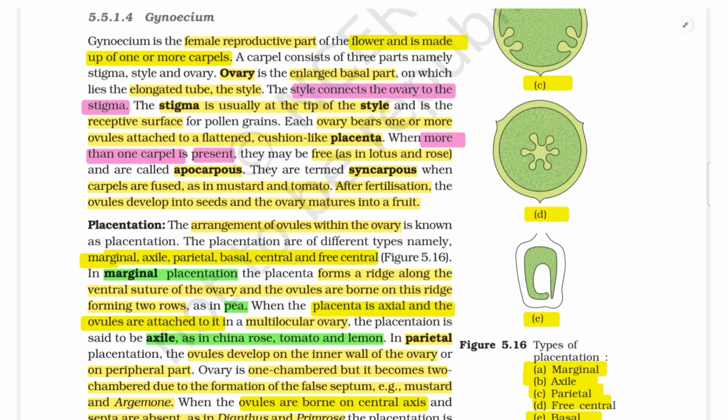Each ovary bears one or more ovules attached to a flattened cushion-like placenta. When more than one carpel is present, they may be free as in lotus and rose and are called apocarpous. They are termed as syncarpous when carpels are fused as in mustard and tomato. After fertilization, the ovules develop into seeds and the ovary matures into a fruit.